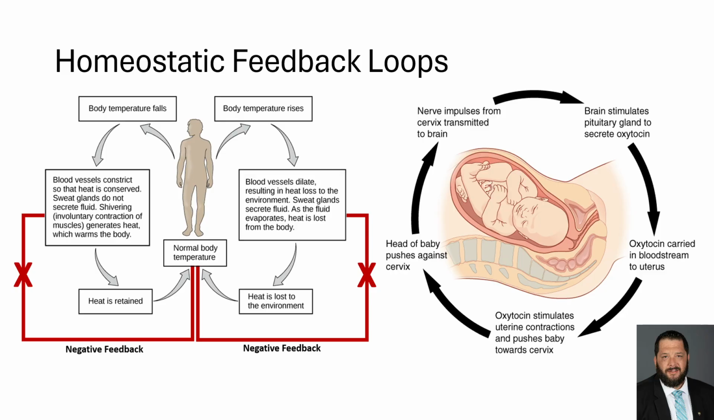Let's look at one example on the right-hand side of your screen. Nerve impulses are transmitted from the cervix that indicate pressure at the cervix during childbirth. The brain then stimulates the pituitary gland to secrete oxytocin. Oxytocin is carried to the uterus, and the uterus encourages contractions. The head then pushes against the cervix. The cervix transmits that to the brain, which causes the secretion of oxytocin, and we can see where this becomes a circular loop of moving in the direction of the stimulus.